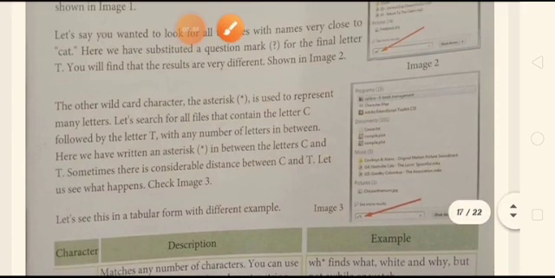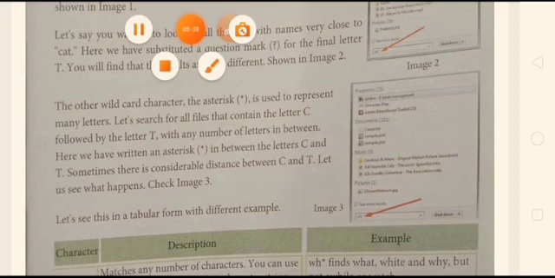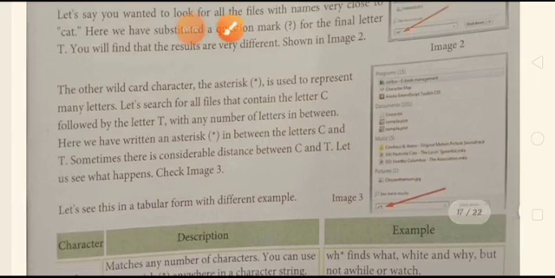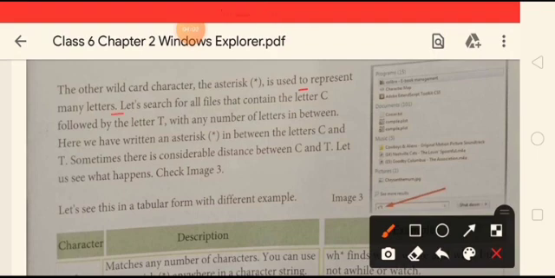Now the third one is the other wildcard character. The asterisk is used to represent many letters. Let's search for all the files that contain the letter C followed by the letter T with any number of letters in between. Here we have written an asterisk in between the letters C and T. Sometimes there is considerable distance between C and T.